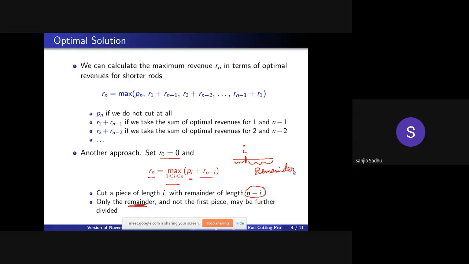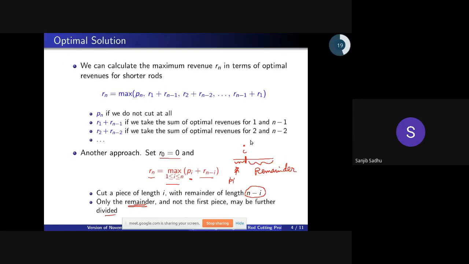Now what it says is that you cut into two pieces, then you can recursively cut the remainders, but not this portion, this portion is fixed. In this way you choose, means Pi is fixed. From this you will get the profit Pi, and you see all types of partitioning here and find out the cost. So only the remainder, not the first pieces, may be further subdivided.